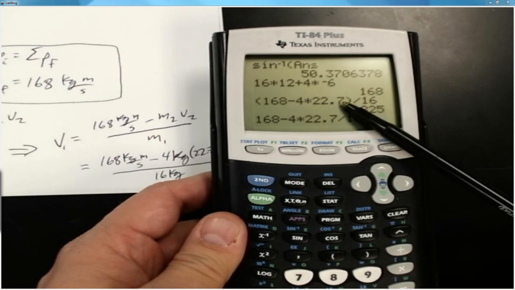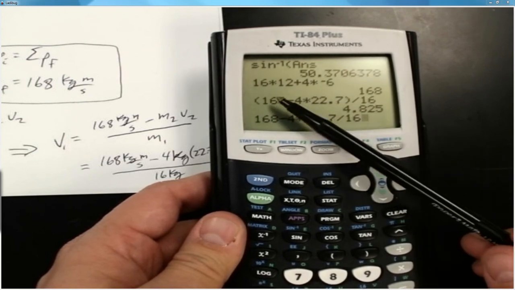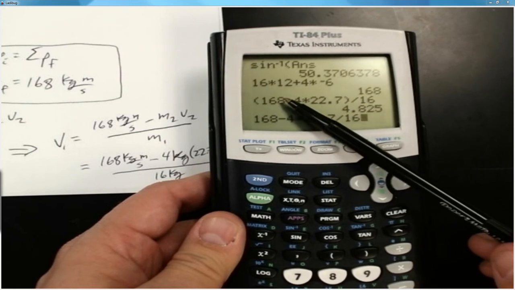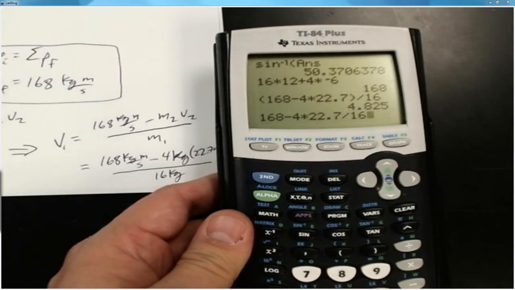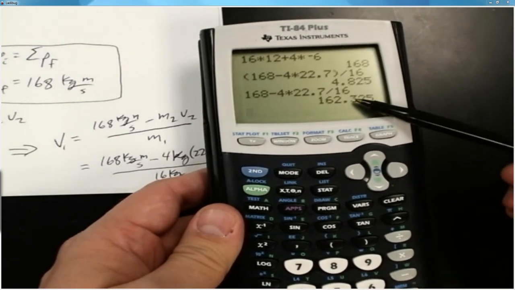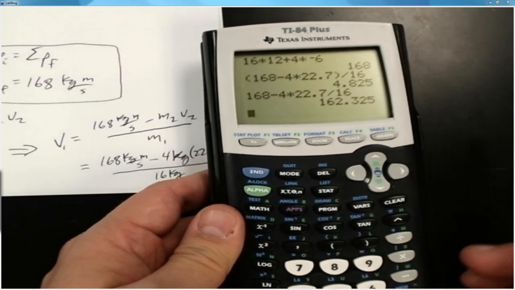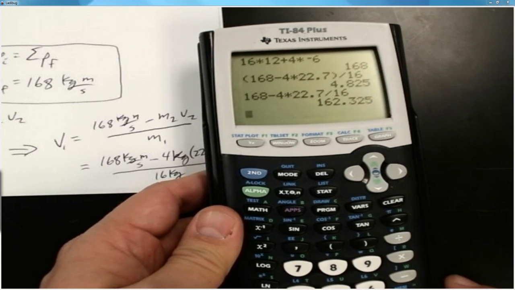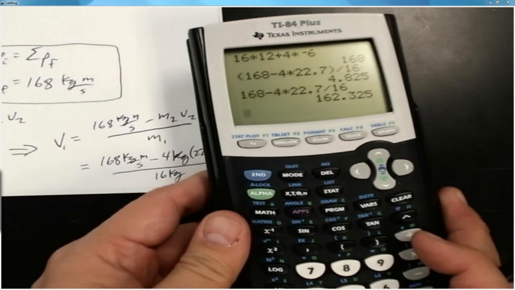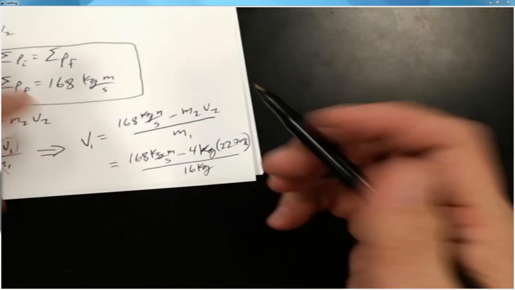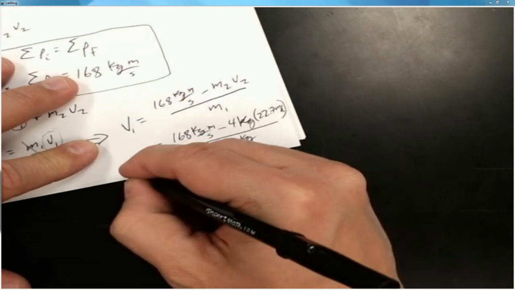You want the entire top to get divided by 16. So you have to take 4 times 22.7, take that away from 168, and then the answer from that needs to be divided by 16, because that's what we said to do here in this fraction. So if you did it wrong, you would get this, 162.325, and that is just way wrong. That's not even a little bit right. That's completely horribly wrong. So the answer is 4.8. I'm going to round it to 4.8. So this is equal to 4.8 meters per second.